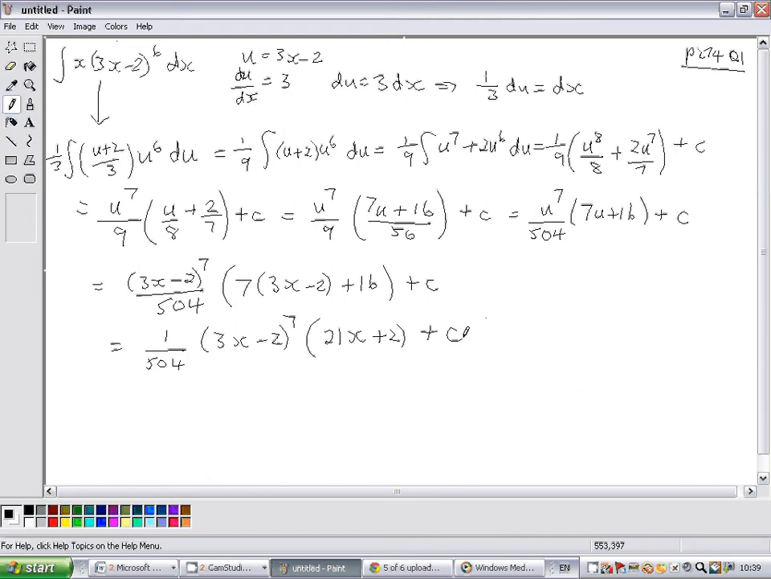So normally, we'd stop at this kind of stage, up here, but sometimes you are required to rearrange the answer. So keep rearranging it in terms of u as much as possible, and then sub back and get it in terms of x at the end.